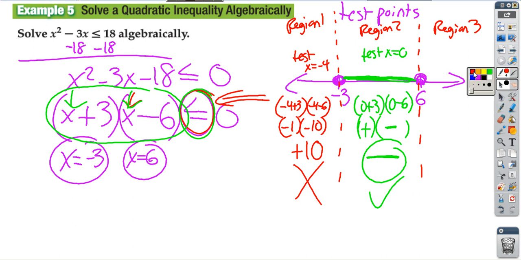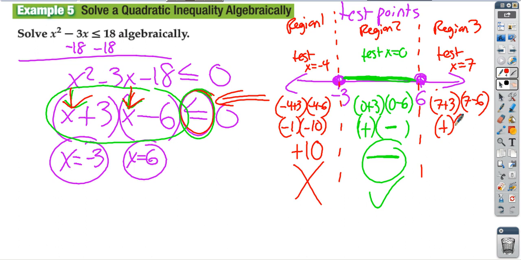Let's test this last point right here. So we need something in region 3 greater than 6. Let's try x equals 7 because that's greater than 6. And again, we'll plug our x equals 7 into these two places here. So 7 plus 3, 7 minus 6. 7 plus 3 is a positive number. 7 minus 6 is a positive number, and a positive times a positive is positive. And like we said before, we don't want it to be positive. We want it to be less than 0.